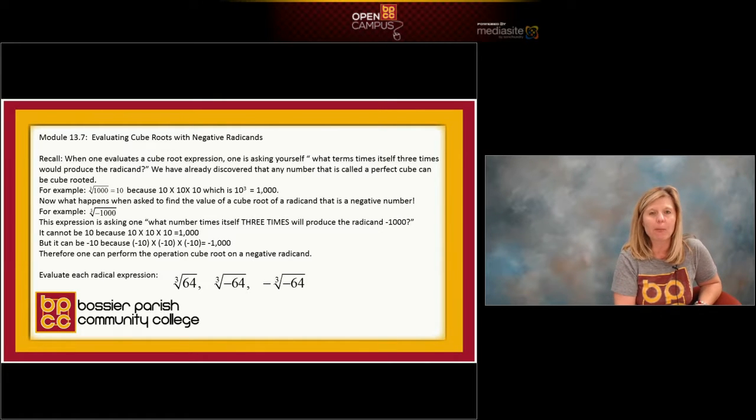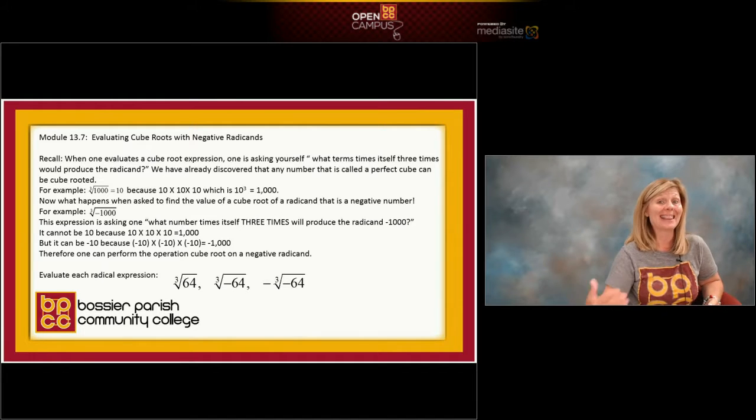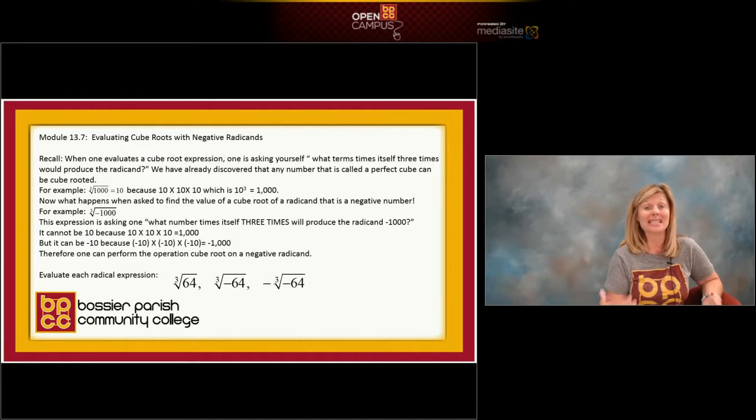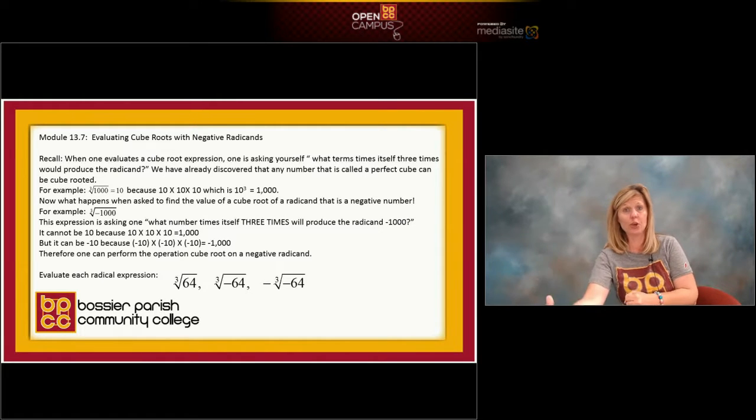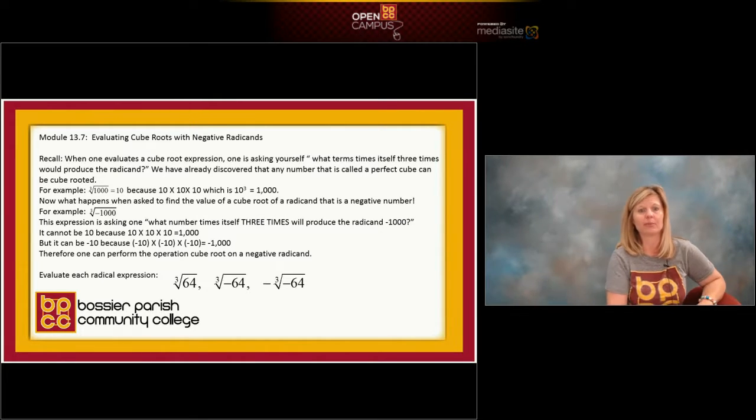So again, if you look at the PowerPoint, I have my expression cube root of 1,000. We all know 1,000 is a perfect cube number. Therefore, there's no work here. I'm asking you, what number do you multiply 3 times to get 1,000? And you would all say 10. Because we all know 10 times 10 times 10, which is 10 cubed, is 1,000. And cubing and cube roots go together.